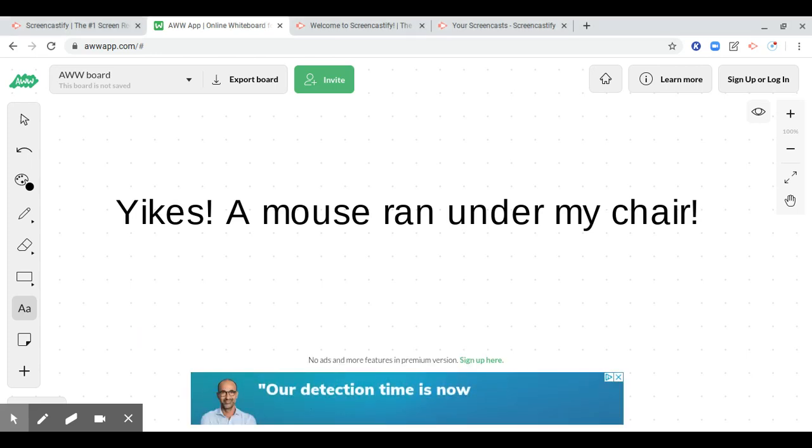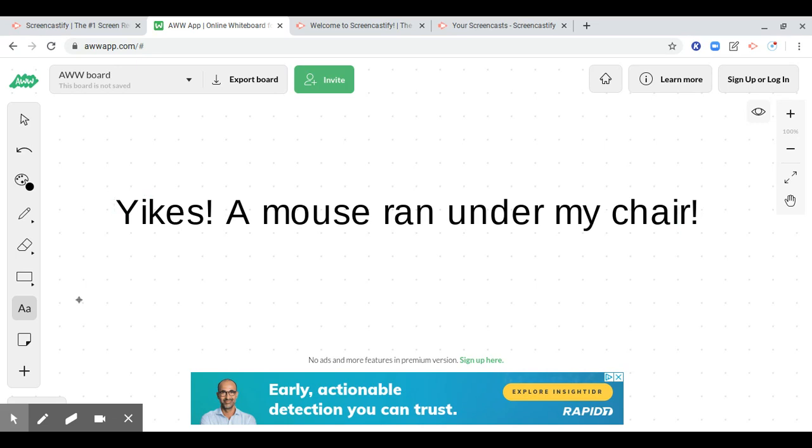So grab a piece of paper and a pencil and start writing down this sentence. You can pause the video until you're done, and then we'll classify it. Okay, let's get started. The sentence says, yikes, a mouse ran under my chair. The first thing you want to do is ask yourself who or what is the sentence about. The sentence is about mouse. The mouse ran under the chair.